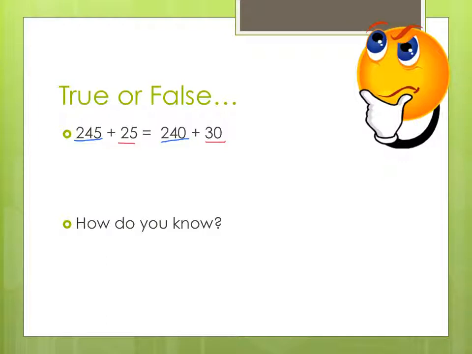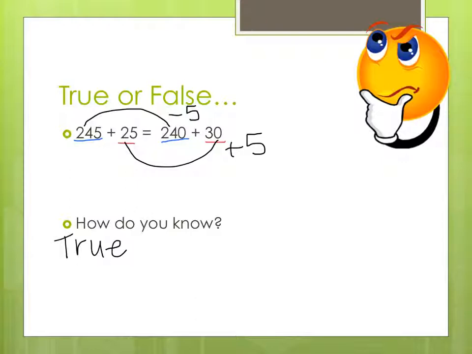Did you look at this equation and say that it was true? If so, you are correct. When you examine the relationship between the numbers, you can see that 240 is 5 less than 245, but 30 is 5 more than 25. Since 5 less and 5 more will cancel out the changes that were made, this equation is true.